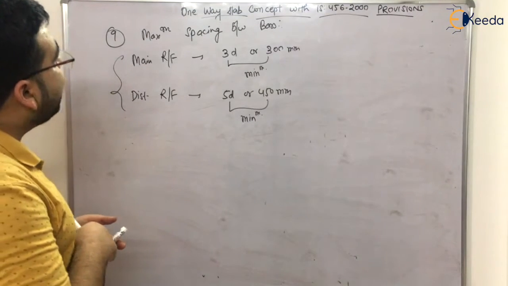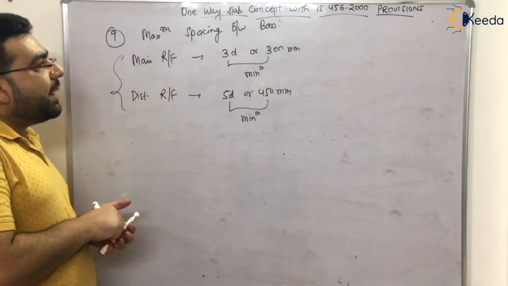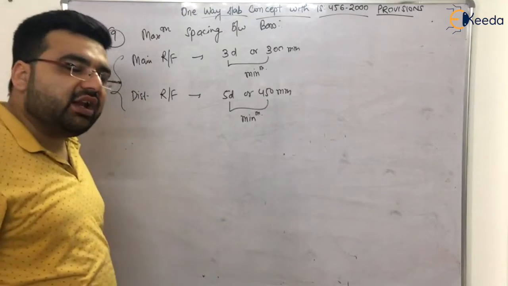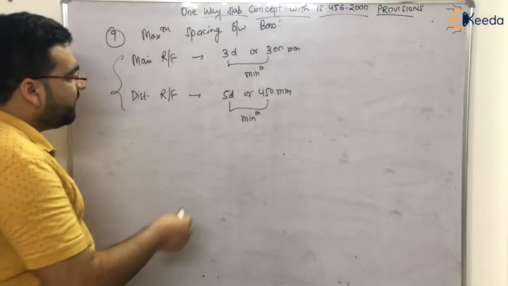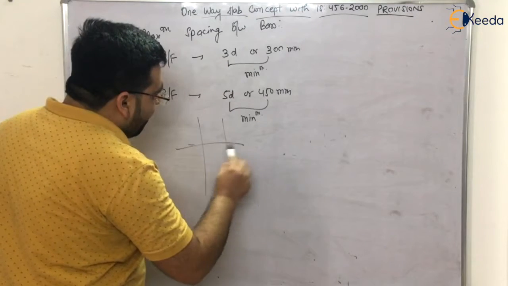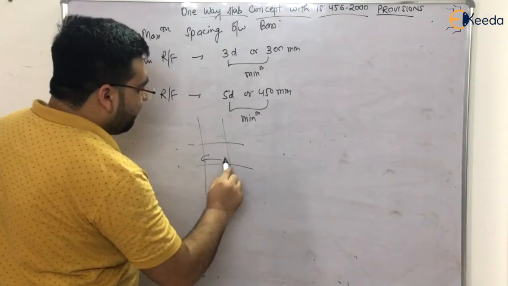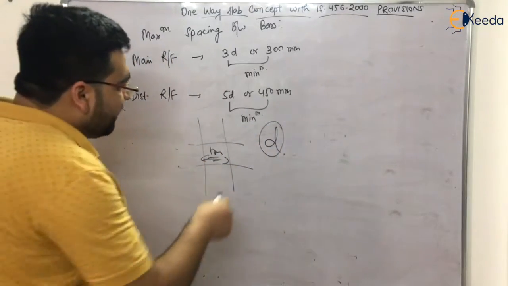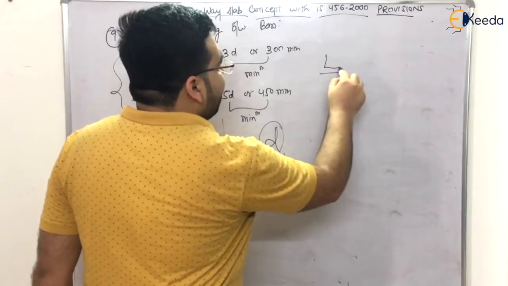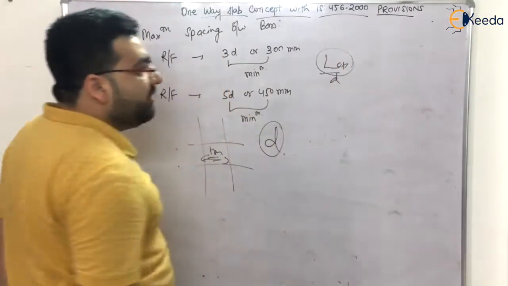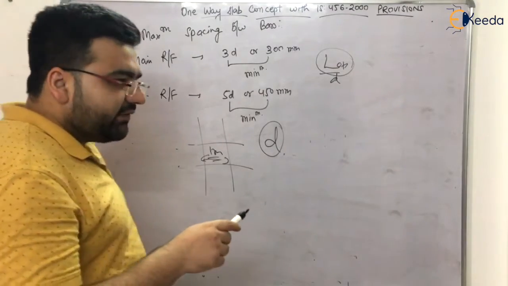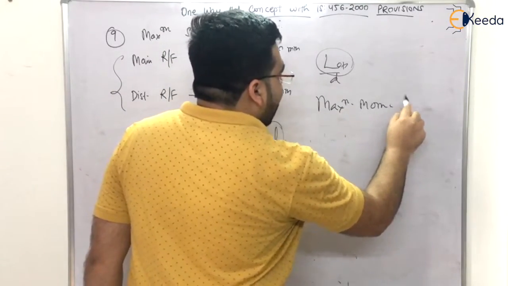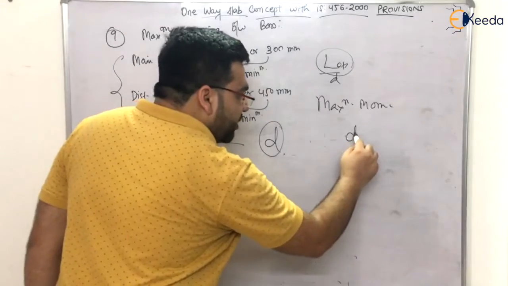So I hope, students, you have understood the one-way slab concept with IS 456 provisions and how slabs are designed. I am not going into detail, but for example, if you are designing a one-way slab, we take a strip of 1 meter width. We assume D. From the deflection control parameter, L effective upon D, we get the value of L effective. Clear? Then we get the maximum moment, and from the maximum moment again we get the value of d.